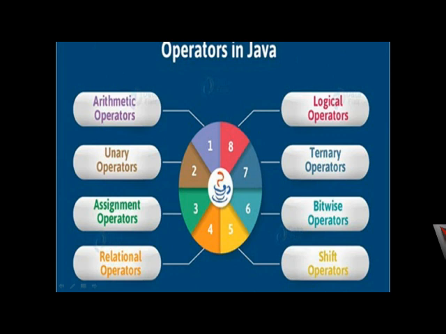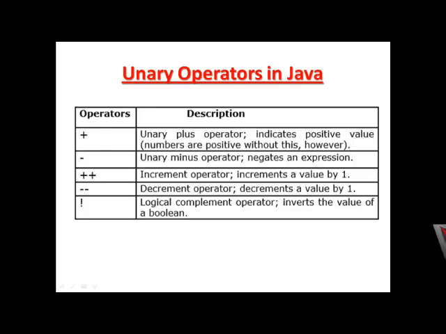The next token is operators. There are several types of operators present in Java. Let's look at them: 1, arithmetic; 2, unary; 3, assignment; 4, relational; 5, shift; 6, bitwise; 7, ternary; and 8 is logical.